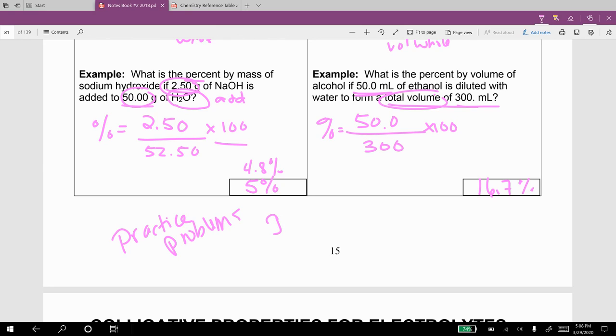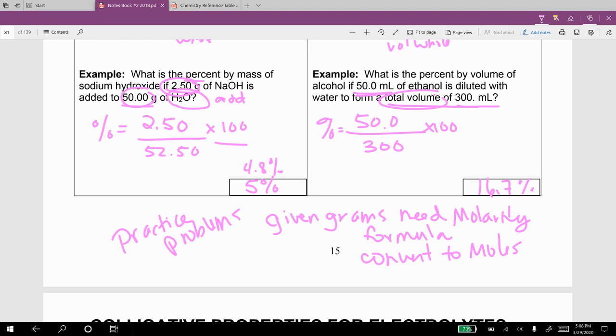If you're given grams and you need molarity and you need the molarity formula, you need to convert to moles first, using your mole formula on table T. Okay, but this would be considered advanced, which you won't be asked on the Regents, and I will not ask you on tests or quizzes.